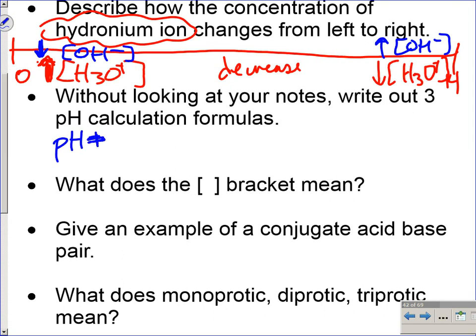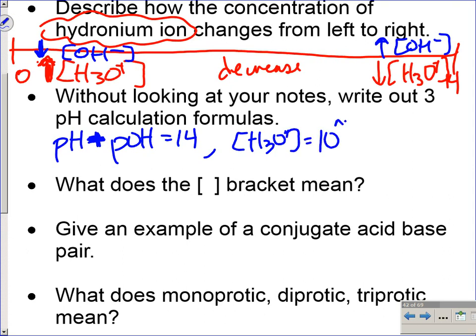pH plus pOH is equal to 14. John, give me another. Hydronium equals 10 to the negative. What's hydronium representing? No. pH, right. Hydronium is representing H plus, and H plus and pH are basically always used together. Kaylin, give me one more. Negative log of what? OH concentration.